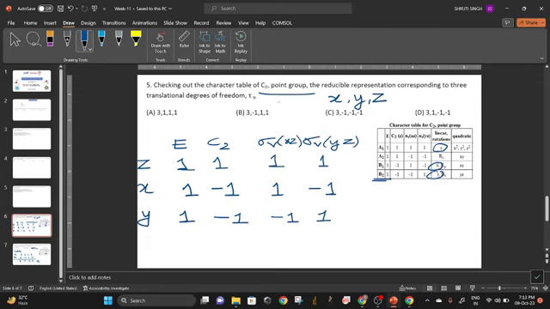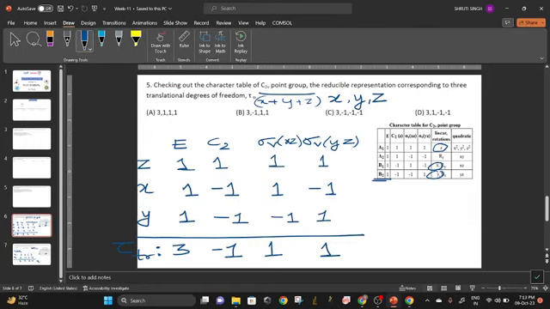Okay, so we need to find tau translational. Translational means all three components x plus y plus z. So we can just sum these. Tau translational is equal to the sum of the characters of the x, y, z basis under each operation. So this will be 1 plus 1 plus 1, which is 3; 1 plus minus 1 plus minus 1, so it will be minus 1; 1 plus 1, 2, minus 1 will be 1; 1 minus 1 plus 1, so this will be plus 1. So the answer is B.